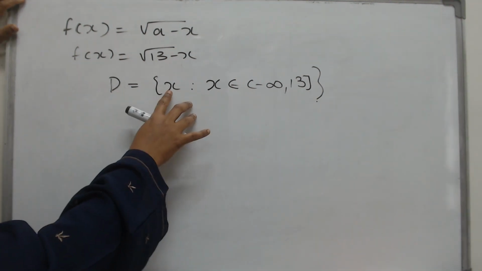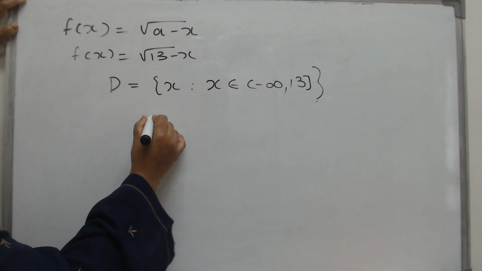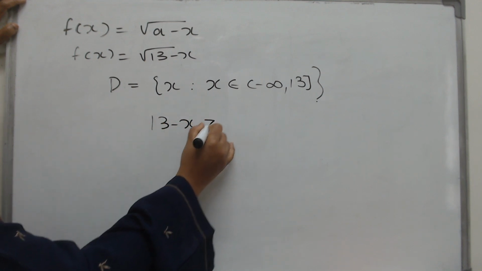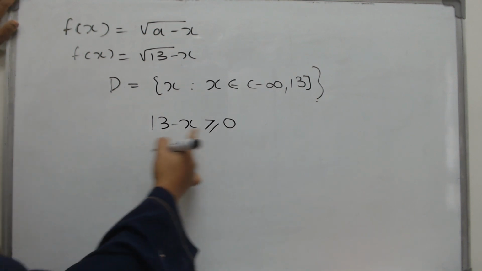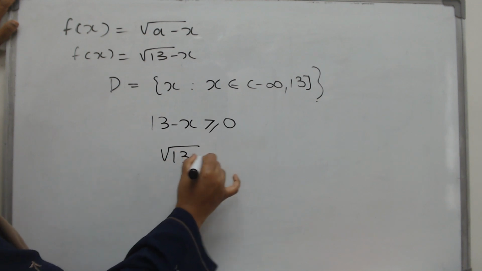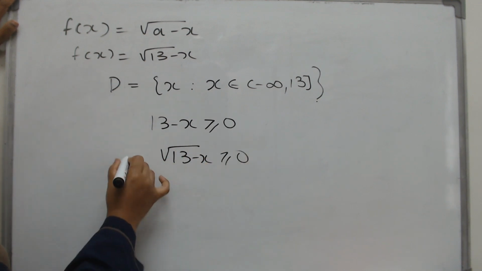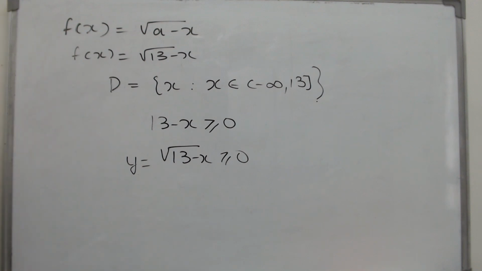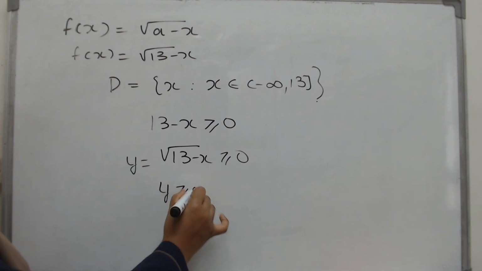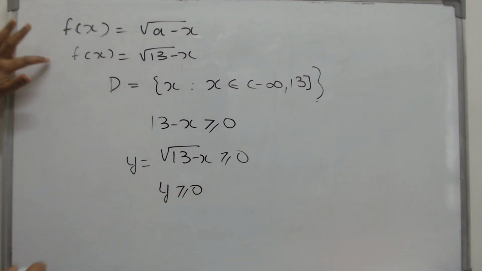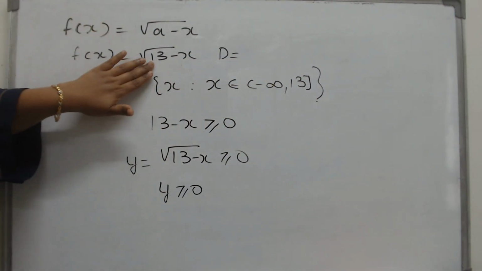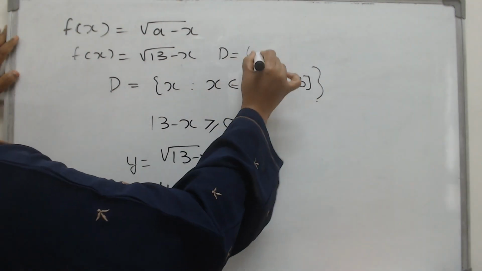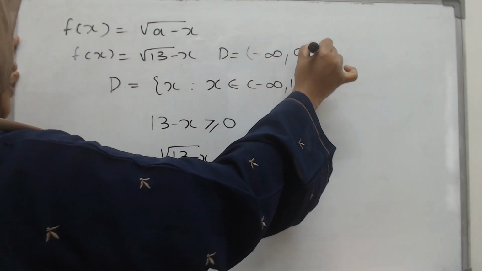Now for this domain, we are considering all the x for which this radicand is always non-negative, or in other words, greater than or equal to 0. When a number is positive, its square root is also positive. But then what is the square root? It is actually y. So what is the important restriction that you have? Your y will always be positive. So in this case, you will notice that your domain, whatever your a is, I have taken 13 here, whatever your a is, it will be minus infinity to a.